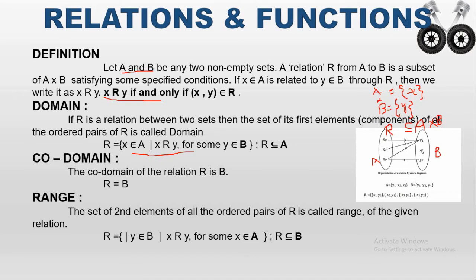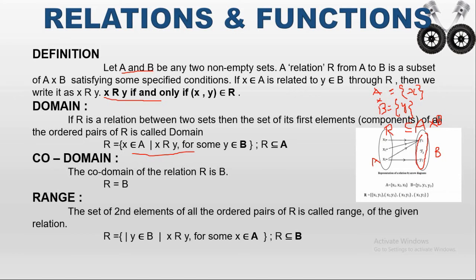What is the codomain? Codomain means the set of all possible outputs. What are the possible outputs? I said B is the output. We have three possible outputs: y1, y2 and y3. So the codomain of relation R is B. Whatever elements are present in B, that is the codomain.